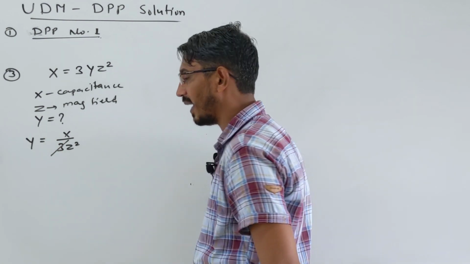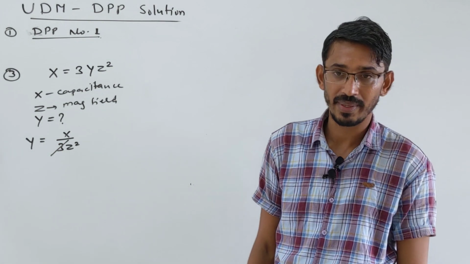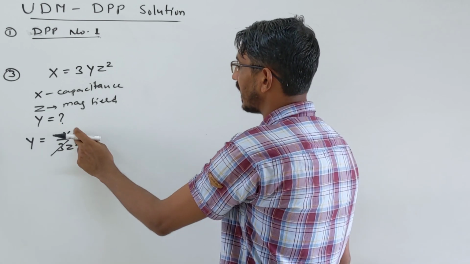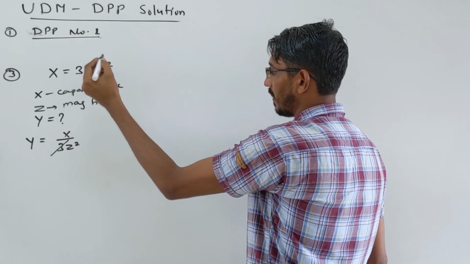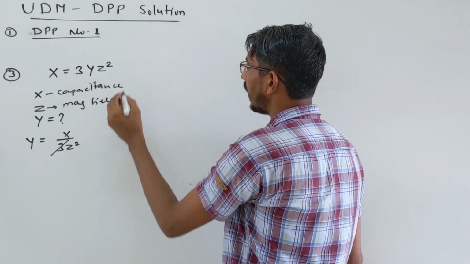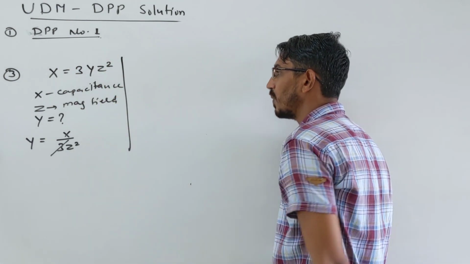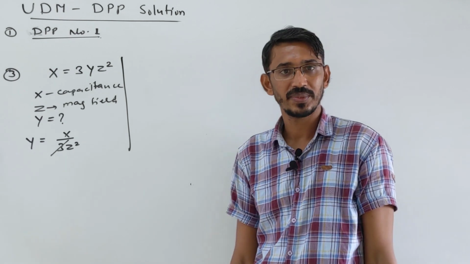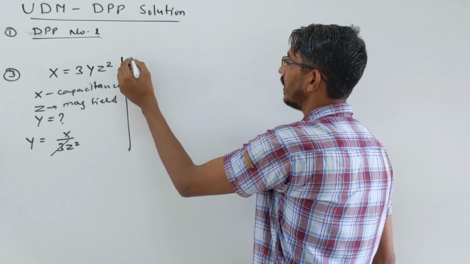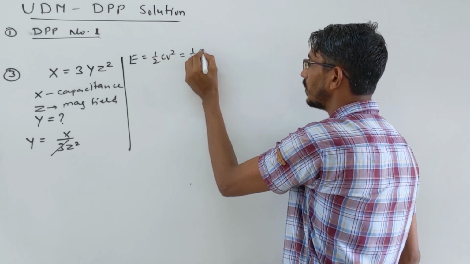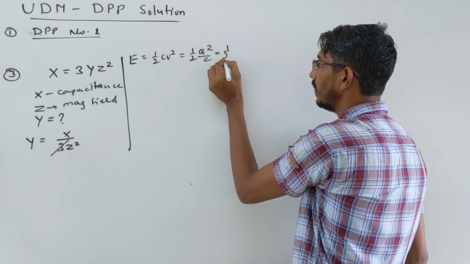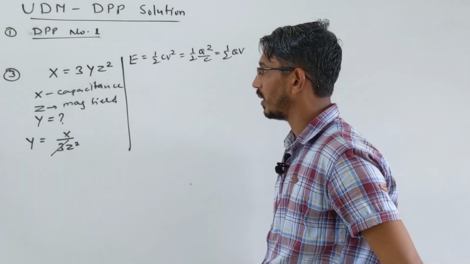The 3 doesn't matter in dimension because a constant has zero dimension. We have to find the dimension of x, which is capacitance, and g, which is the magnetic field. Let's find the dimension of capacitance. How will you find it? Write any formula where capacitance comes. The popular one is the energy formula: energy is equal to half CV square, or half Q square by C, or half Q into V. Many formulas are there, you can use any one.